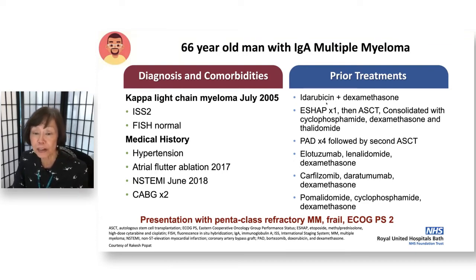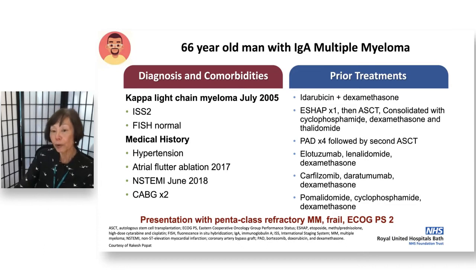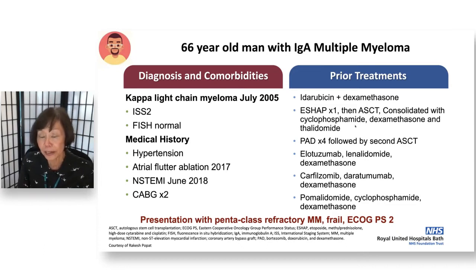But when the patient was first diagnosed, we were at the time using an oral regimen of idarubicin and dexamethasone. The response was clearly suboptimal, so we escalated with ESHAT, which is an infusional chemotherapy, and then the patient had a transplant. We were running a consolidation study with cyclophosphamide, dex, and thalidomide, and the patient received 8 cycles of this. When the patient relapsed, they were retreated with PAD. They were treated with PAD, so that's Velcade, Adriamycin, and dexamethasone for 4 cycles, and received a second transplant.